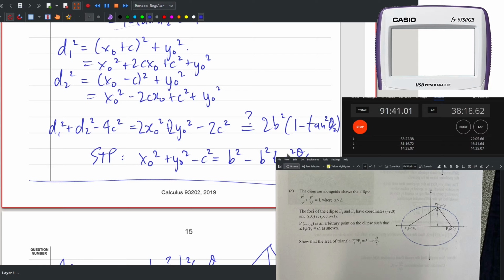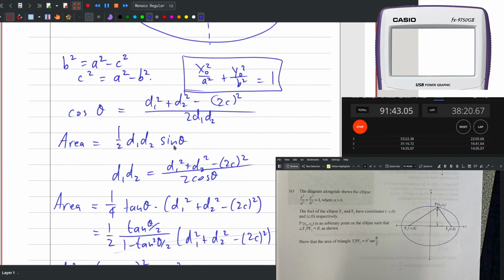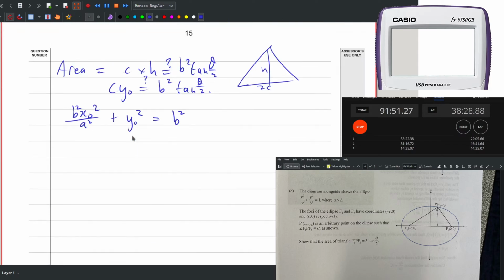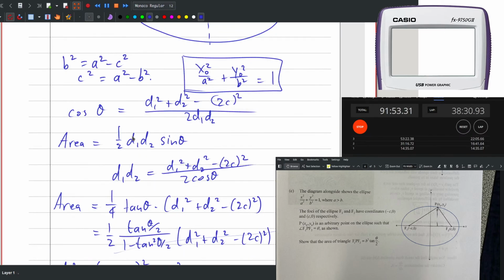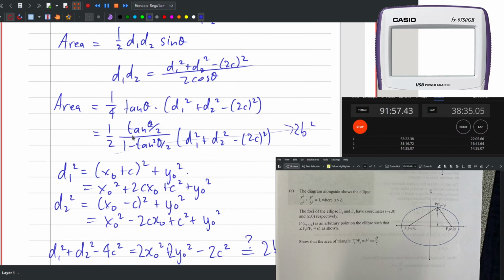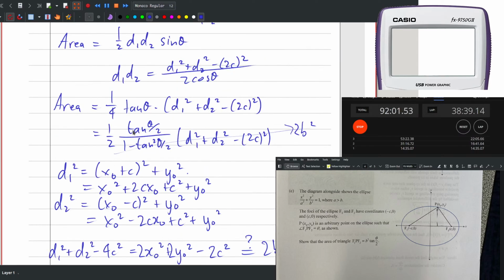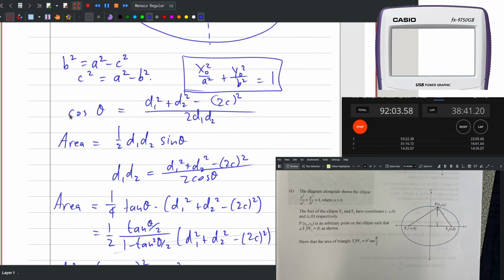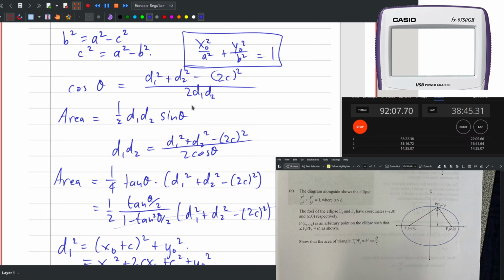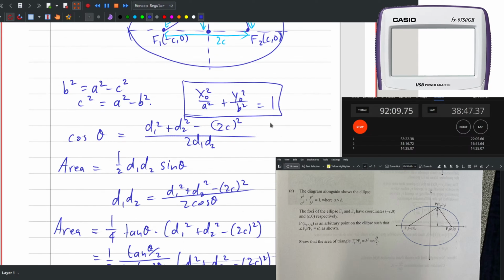Because how do you get the tan of that angle? You need to get the sine of that angle over the cos of that angle, right? And then, actually, what if we just bash this, because you have cos there, and you have an expression for d1 and d2 in terms of x naught and y naught.